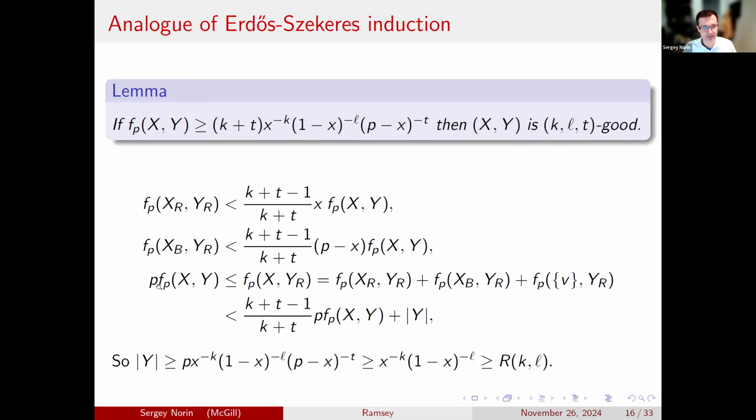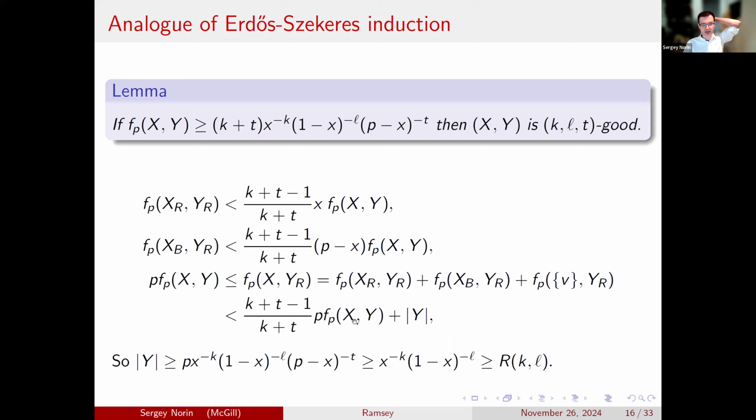So our function f for the original pair times p is at most the function for when we restrict to red neighborhood in Y, which is a linear subject to dividing X into three sets. Two of them are bounded by induction, and one, the FP of VYR, it's this excess number of red edges. It's at most the total number of edges between V and Y. So it's at most size of Y. So we obtain a certain inequality.